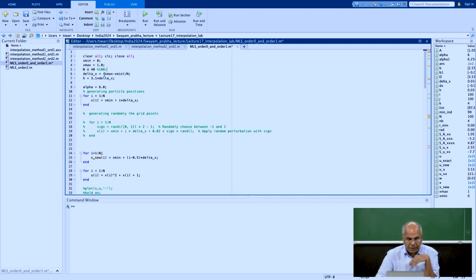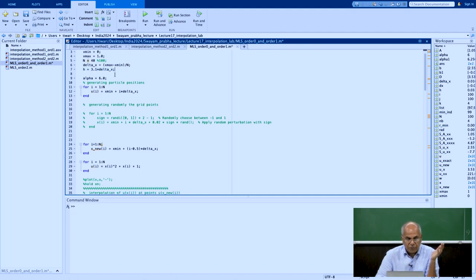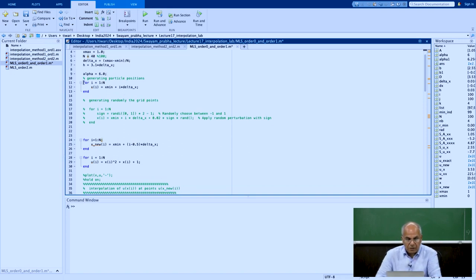My delta x is 1 by 40 here. My h is 3.1 times delta x. Alpha is 6 or 6.25, or we can play with different alpha later. And now I generate my grid points here as regular points. Next I'll show you how it works with irregular points. First we start with the regular points.